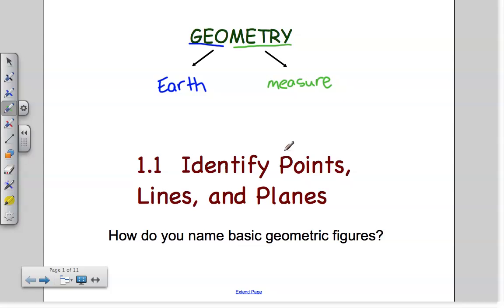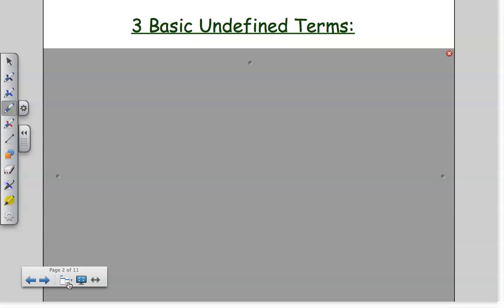In this first section, we're talking about points, lines, and planes. These are kind of the basic building blocks of geometry. We're going to talk about other basic geometric figures and some definitions.